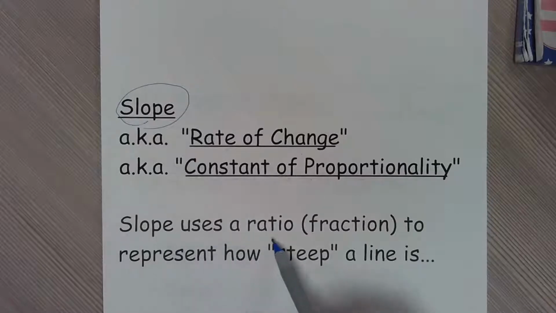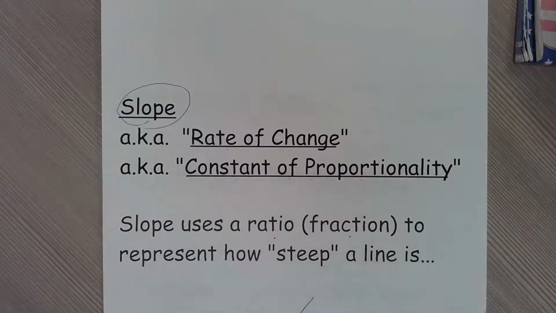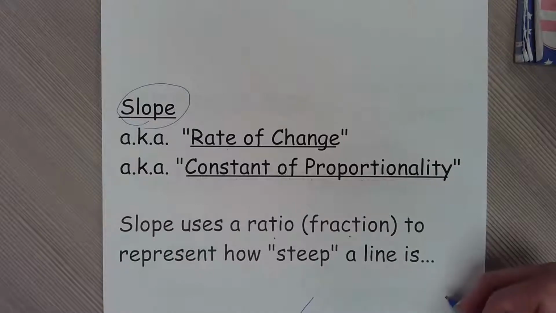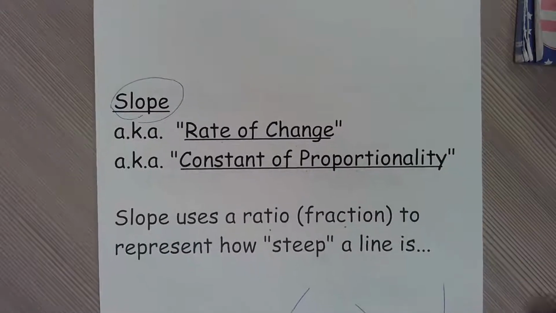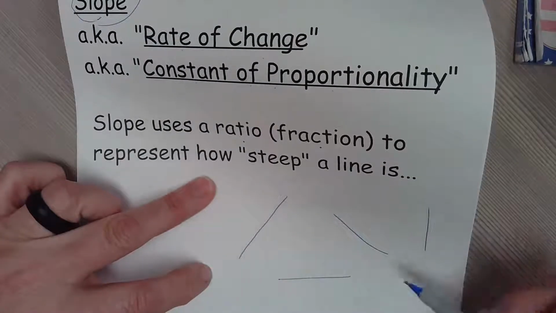So slope uses a ratio, which is just a fraction, to represent how steep a line is. So steepness, like you all have climbed stairs before, how steep something is, right? You're either going up or you're going down. Sometimes it's flat. Maybe we're even talking about a wall where it's straight up and down. Up the stairs, down the stairs, flat, wall.